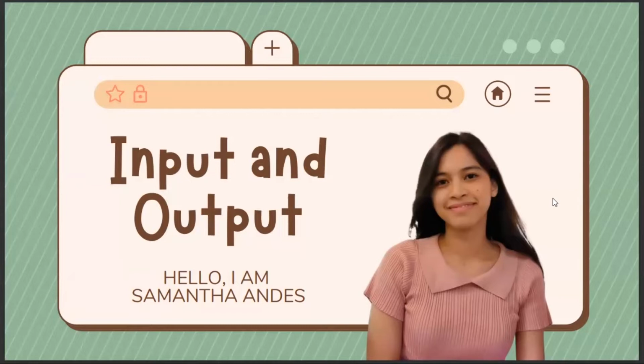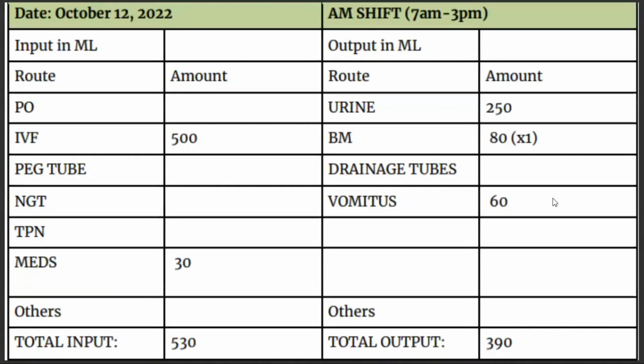Hello, I am Samantha. Next slide, please. Here is the client's intake and output for 2 days of admission. The patient is admitted on October 12 at 10 in the morning. She is given an IV infusion of potassium chloride in 1 liter of normal saline divided into 2 shifts. So a fluid intake of 500 ml of IV fluid and 30 ml of meds, a urine output of 250 ml, a bowel movement of 80 ml, and 60 ml of vomit. Next slide.